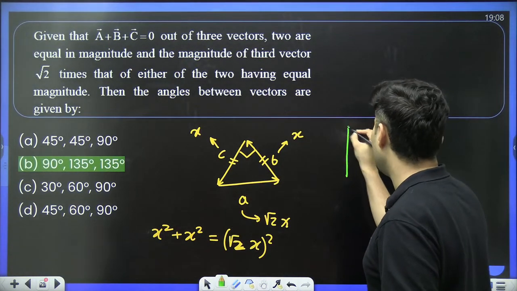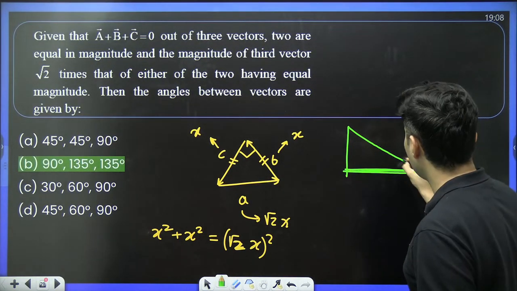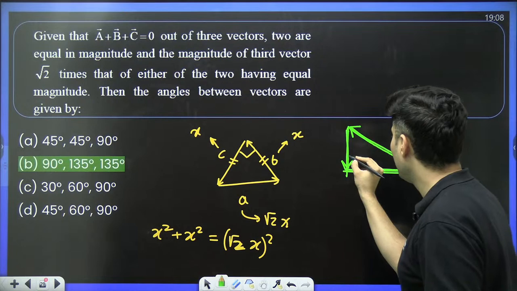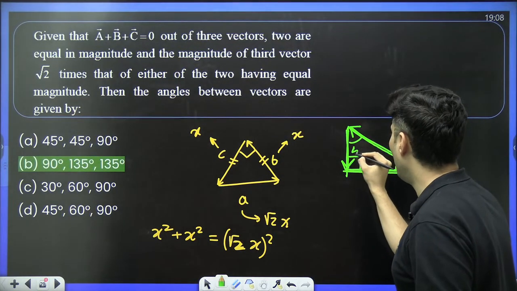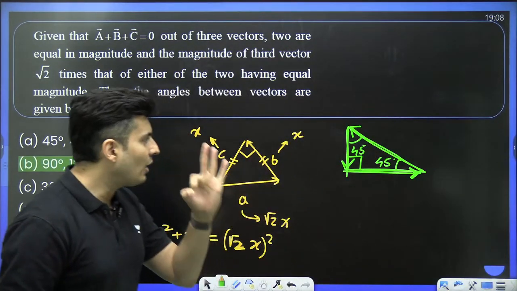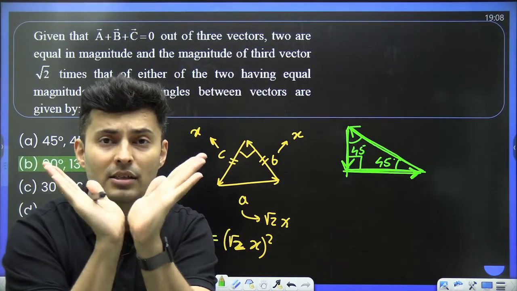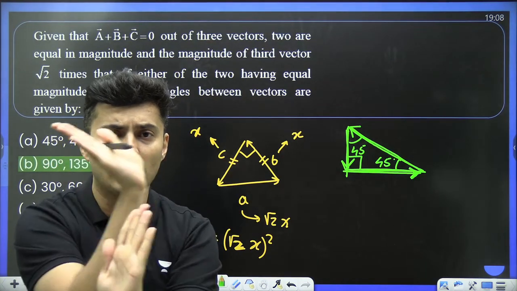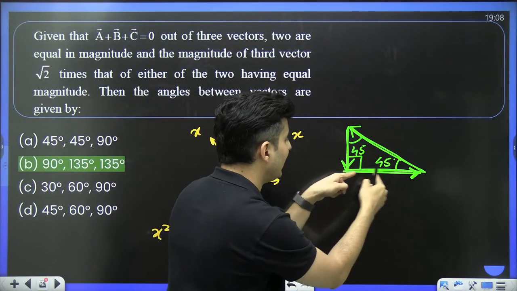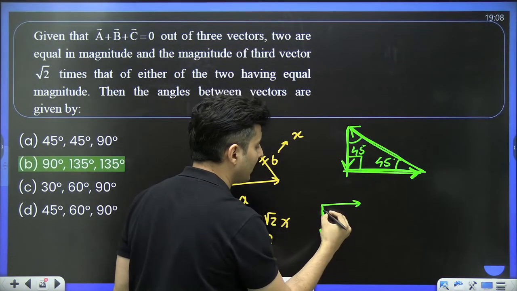So let me draw it again. One vector is here, one vector is here, one vector is here, and this vector is like this. So they complete the polygon. This is 90, and these two are 45, 45 each. Guys, now whenever you have to measure the angle between two vectors, make sure that they join together, their tails or their heads, not like this or like this. Tails or heads should be together. If you notice, this is head, this is tail, not joined. So make them join together. The angle between this vector and this vector is 90 degrees.